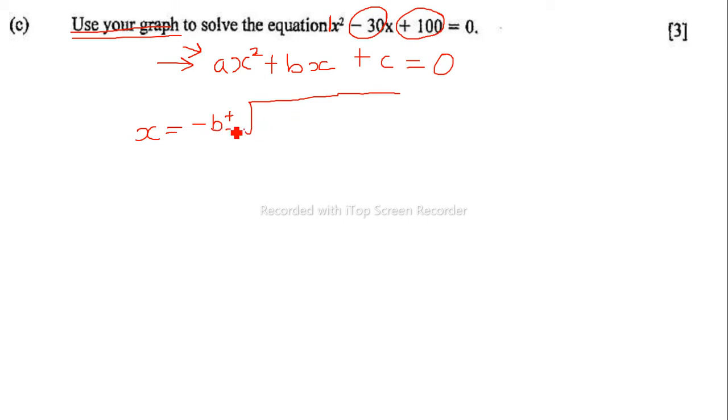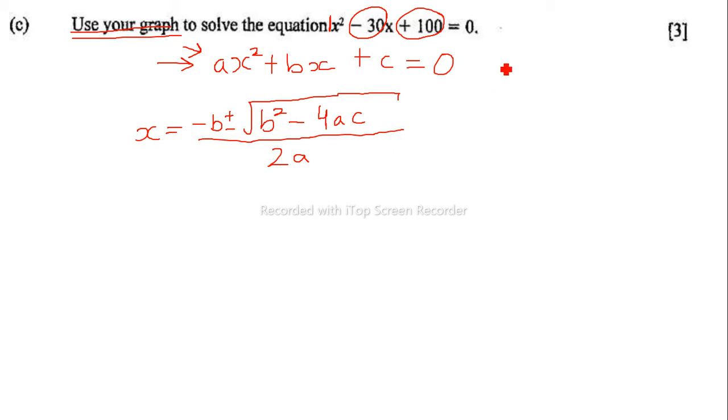And so we have negative b plus or minus the square root of b squared minus 4ac, all over 2a. So negative b plus or minus the square root of b squared minus 4ac divided by 2a. That's the formula. That's the quadratic formula.